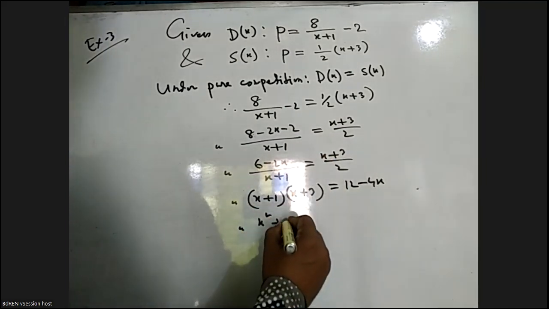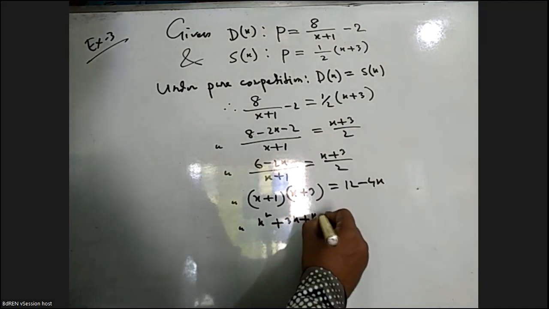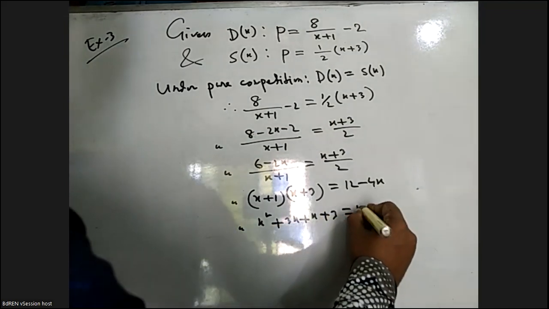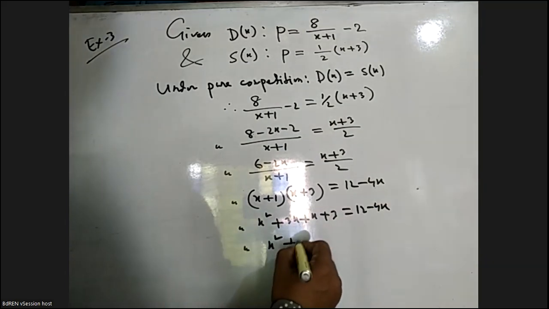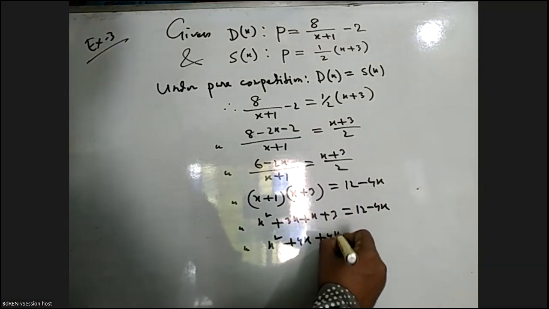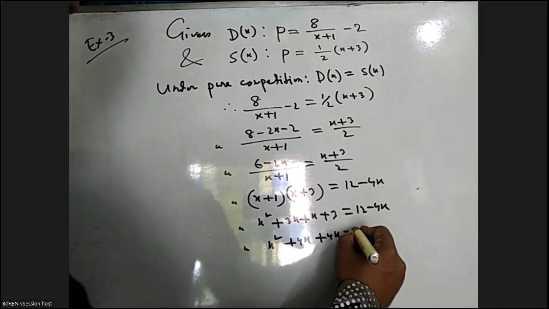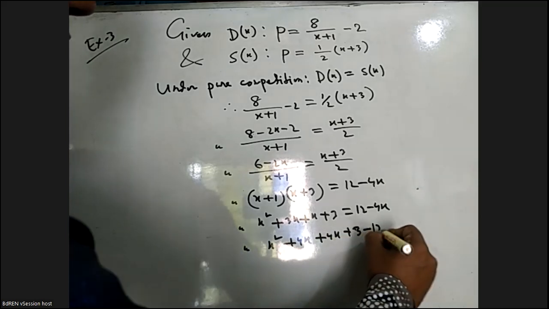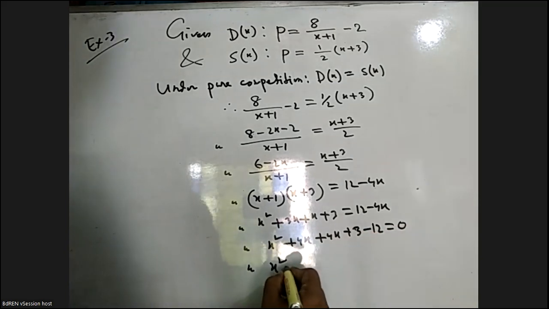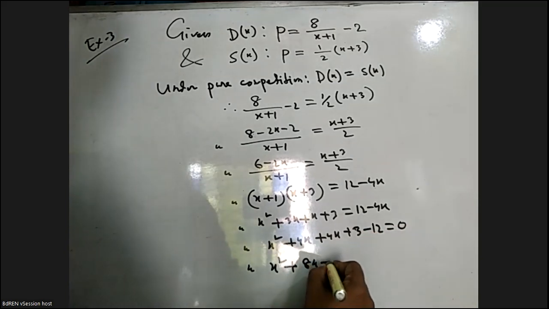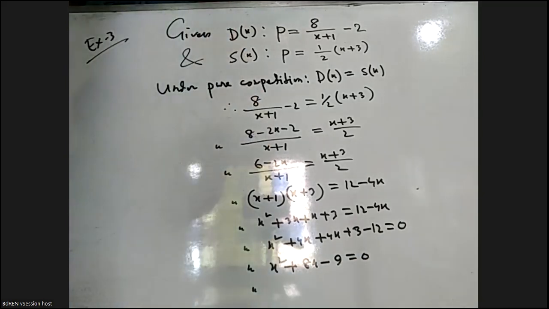So multiplying this out, we get 12 minus 4x, or x square plus 4x plus 4x minus 3x minus 12 equal to 0. By alternating, we get x square plus 8x minus 9 equals to 0.